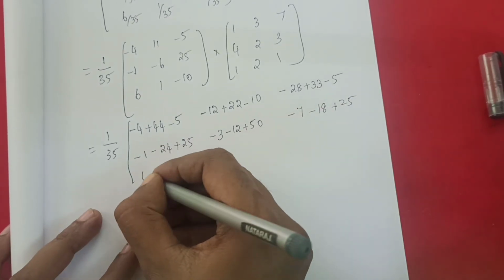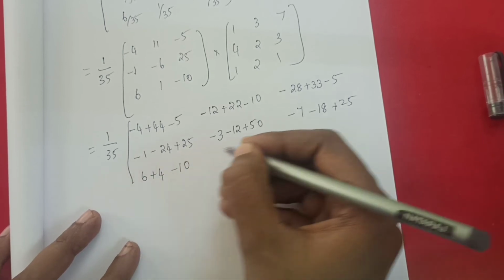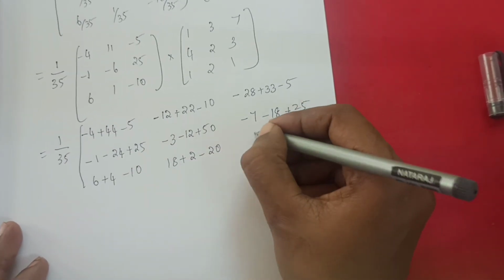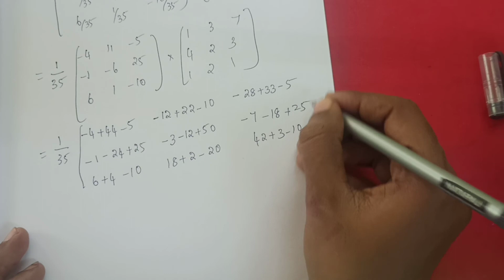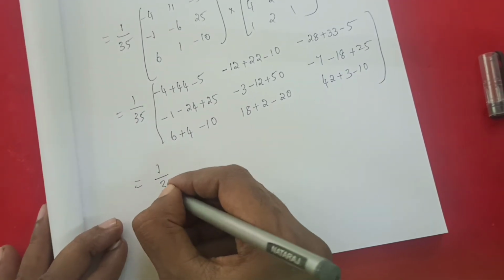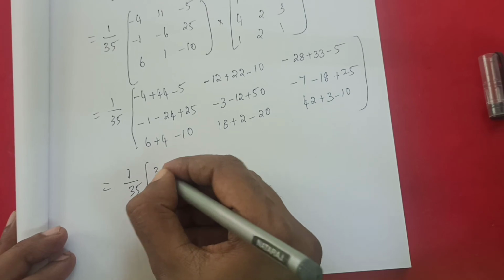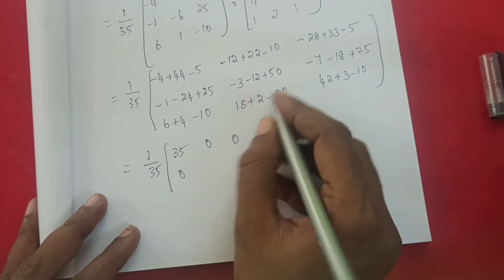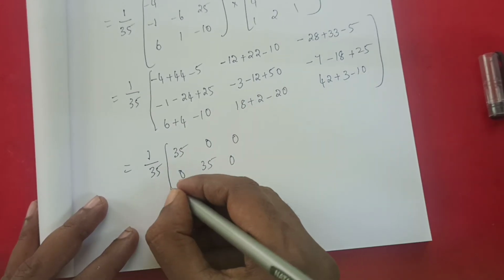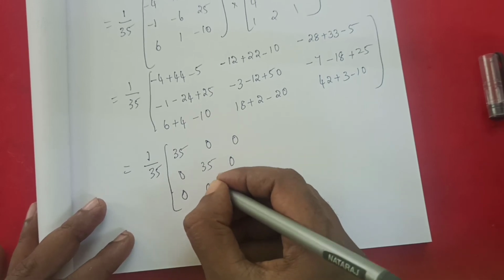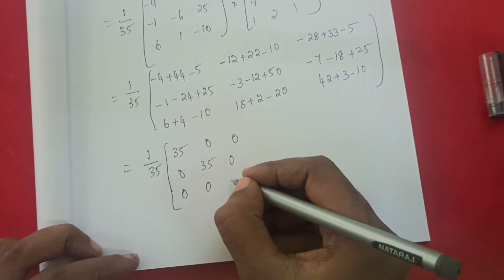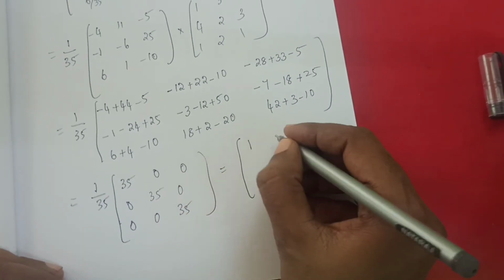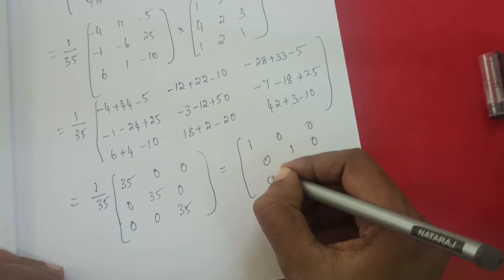Then the last: 6 plus 4 minus 10. Second: 18 plus 2 minus 20. Then 42 plus 3 minus 10. Now simplify. 1 by 35 into, if you subtract this, you will get 35. This one 0, this one 0, this one 0, this one 35. Last one 0. Check it. This one 0, 0, and 42 plus 45 minus 10 is 35. Now what will you do? Divide each and every term by 35, and you will get 1, 0, 0, 0, 1, 0, 0, 0, 1.